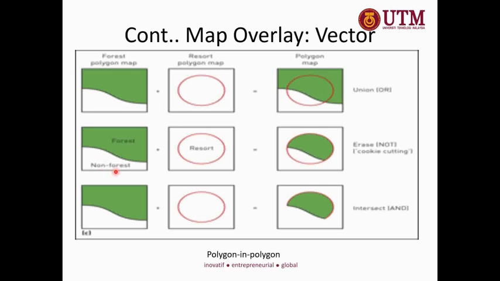Okay, if you combine these two data and you select erase, it means that all data that is not included will be erased. So this is the resort area and only the forest area. Okay, if you combine forest and also the resort and you select intersect, it means that only the forest in the resort area, they will give you this area only. Okay, so these are some examples of polygon in polygon overlay.